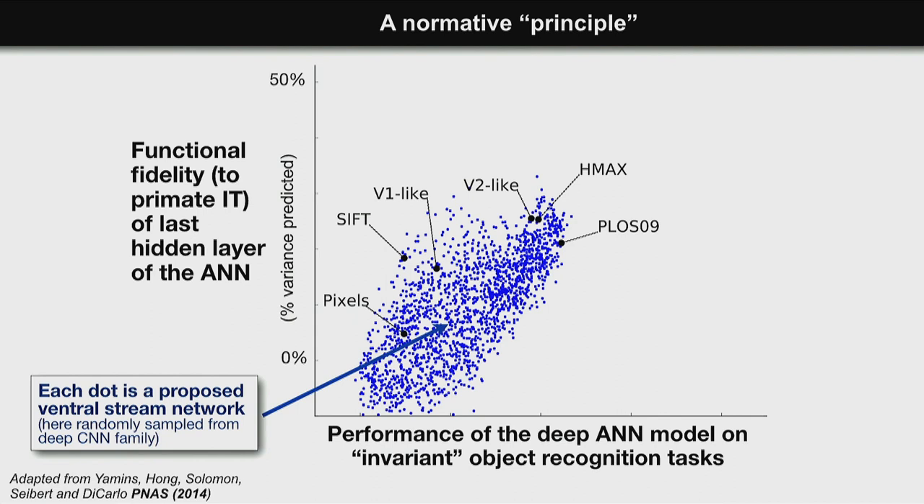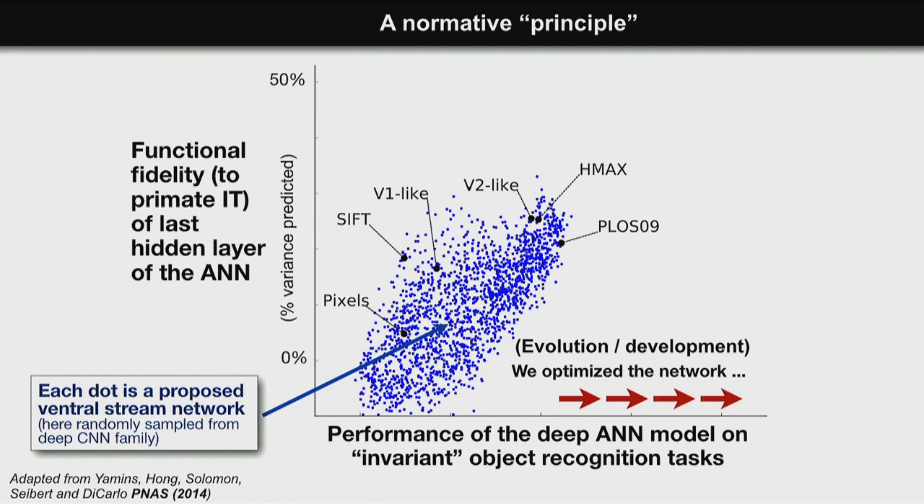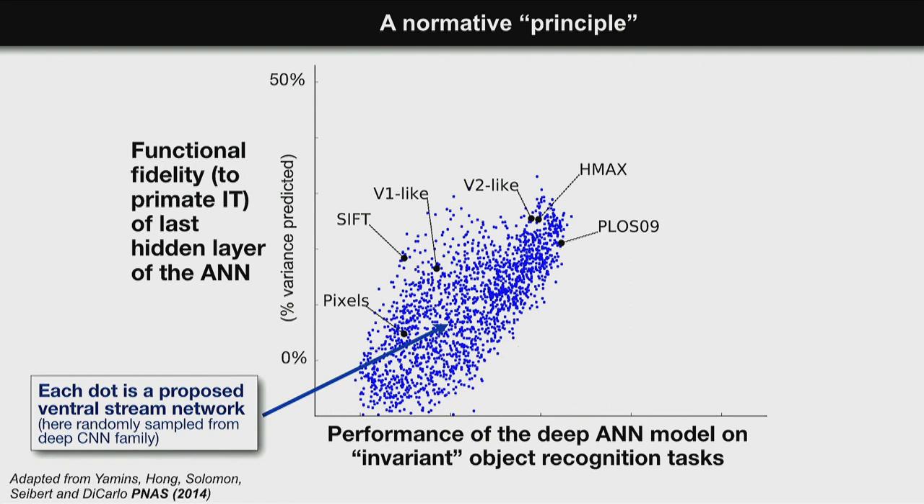And this is a measure of functional fidelity to the primate brain of the last hidden layer. So this is essentially what I just showed you, that median explained variance once you do a mapping to IT. This is the measure I just showed you at 50%. Let me back up a bit, because this is a good discussion. When you see this plot, what does it tell you?